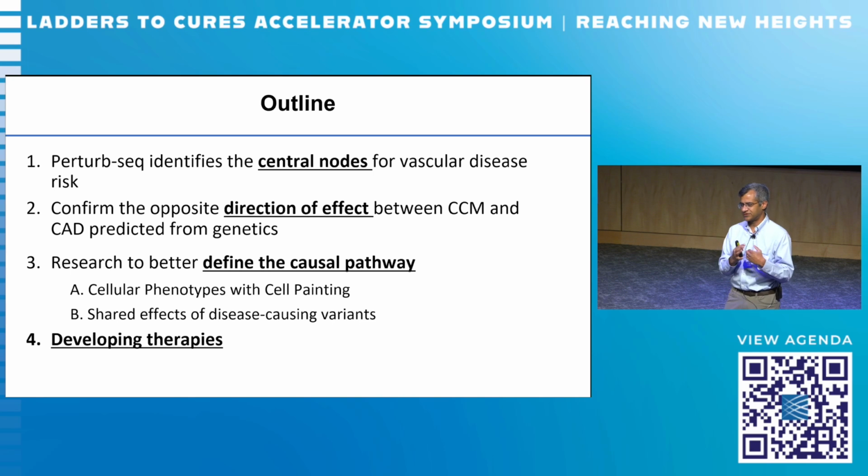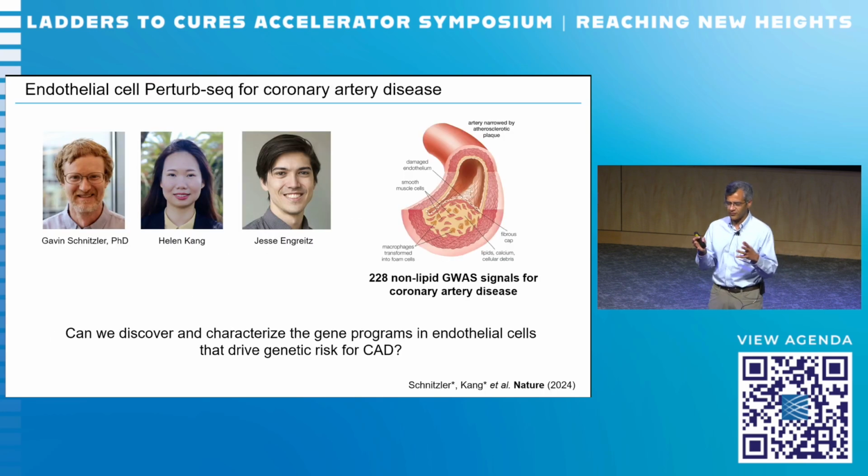And that was to look for cellular phenotypes with cell painting, work that J.T. Neal beautifully presented today. And then finally, we've begun the effort to develop therapies in this space. And so the work that motivated our entry into CCM was an endothelial cell Perturb-seq screen that was done by Gavin Schnitzer and Helen Kang in our lab in close collaboration with Jesse Engreitz, who's now at Stanford. And we were trying to study the 228 non-lipid-associated CAD genes that were identified from GWAS studies.